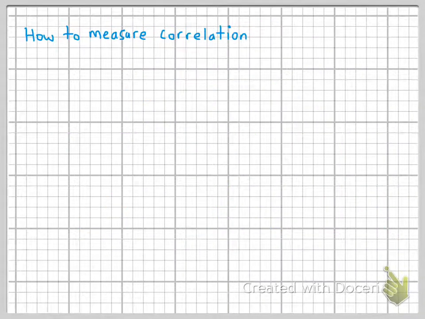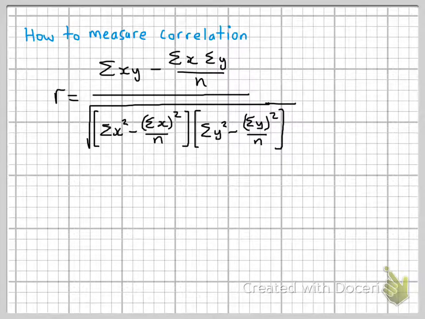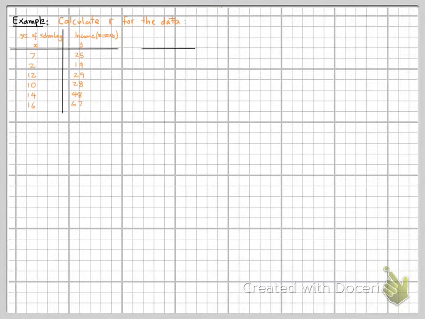Okay, so to calculate r, then, here is the formula for r. Now, don't be afraid. You've seen formulas like this before. It's not very difficult. You can see the sigma. The sigma is simply saying that you are summing together x multiplied by y, minus, you are summing x multiplied by the sum of y divided by n, and so on. That is what this formula is. So we're going to use this to look at an example.